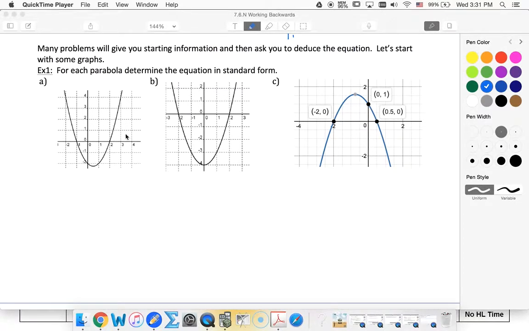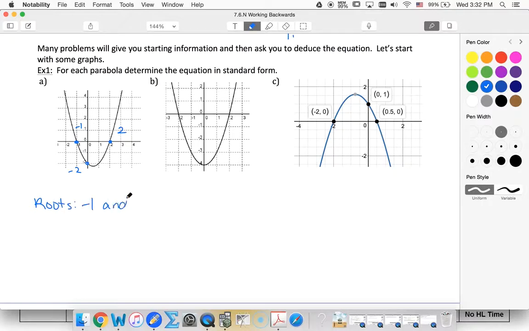All right, students, often we're going to be given pictures and asked to figure out equations. So we always want to see as much as we can from our picture. So I see x-intercepts here of -1 and +2, and I see a y-intercept of -2. So this looks to me like root form. So my roots are -1 and 2.